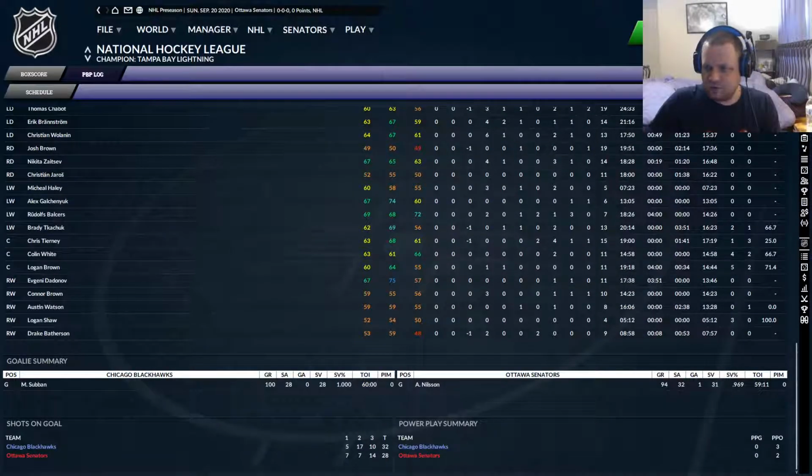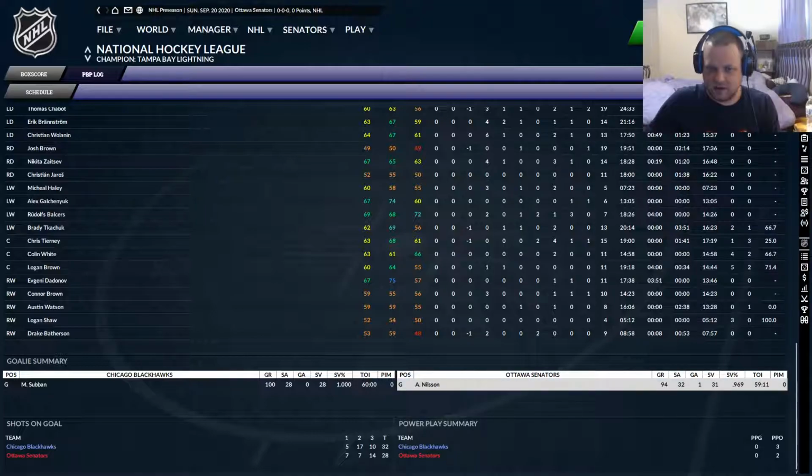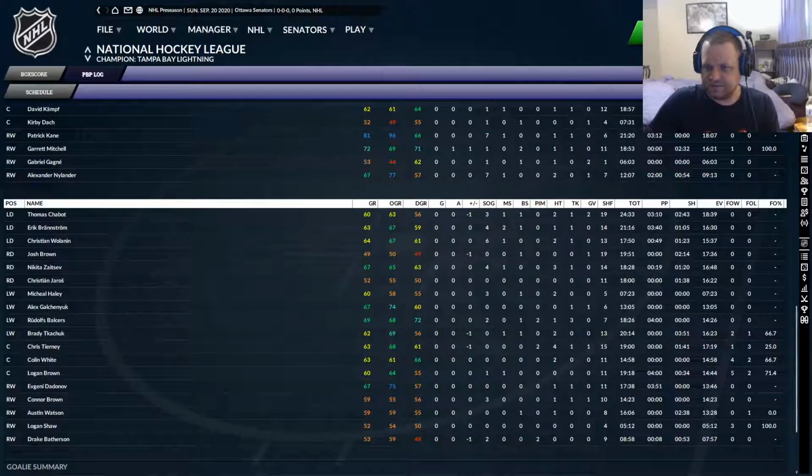Is there more for the goaltenders? No, the goaltenders, we've talked about all of their stats here.